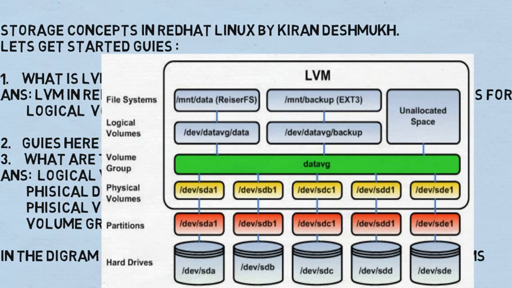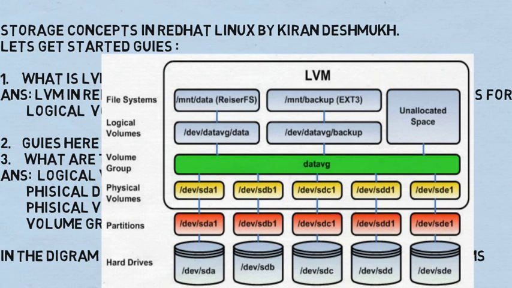On top of the physical volume there is a volume group. A volume group is a pool of all the physical volumes, which encapsulates all the physical volumes. So the first layer is hard drives, the second layer is partitions, the third layer is physical volumes, and the fourth layer is volume groups. On top of the volume group, we can create a logical volume of any required size.